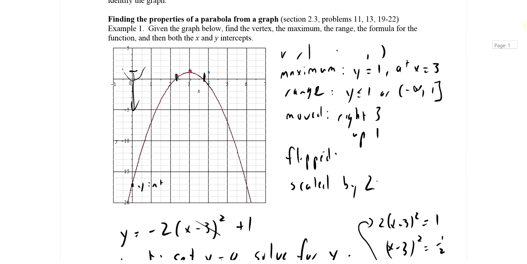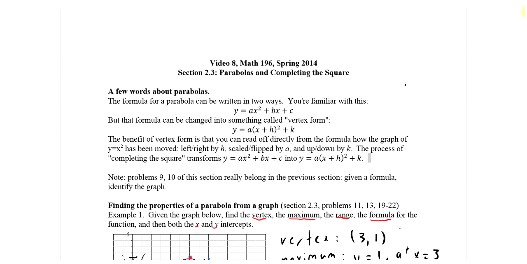So, completing the square means taking a formula, ax squared plus bx plus c, and turning it into vertex form. From the vertex form, you can figure out everything you want to know about a parabola.